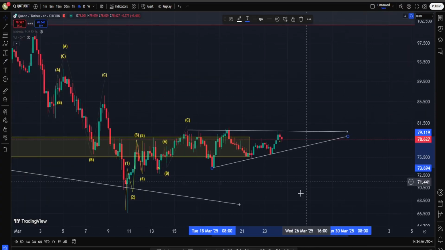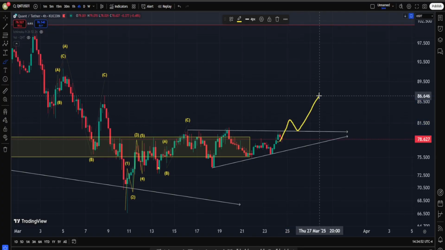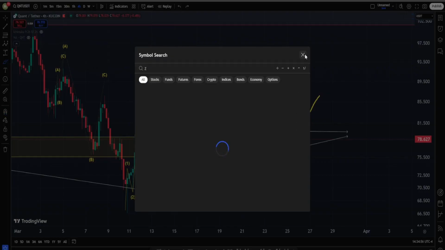When will it get confirmed? When we get a move up in quant in order to break the upper line, pull back, and then a continuation in order to take this high. At that point, what's the target going to be?